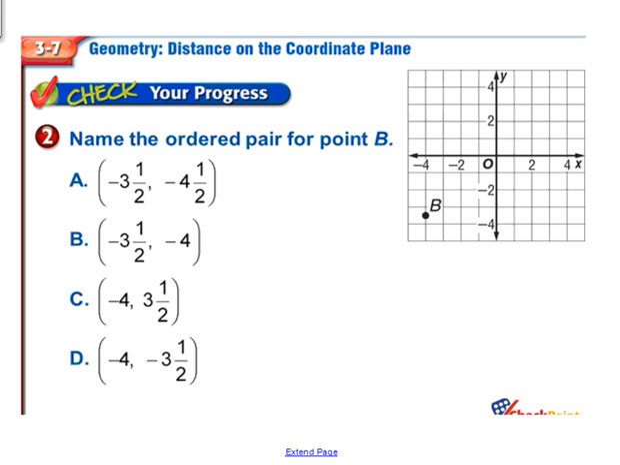Restarting the video now, you can go 1 unit, 2 units, 3 units, 4 units, but I'm going to the left, so it's going to be -4. And I go 1, 2, 3, 3.5 down. It's going down, so it's -3 and 1/2. So my ordered pair is -4, -3 and 1/2. And if you look at that, that's answer D.